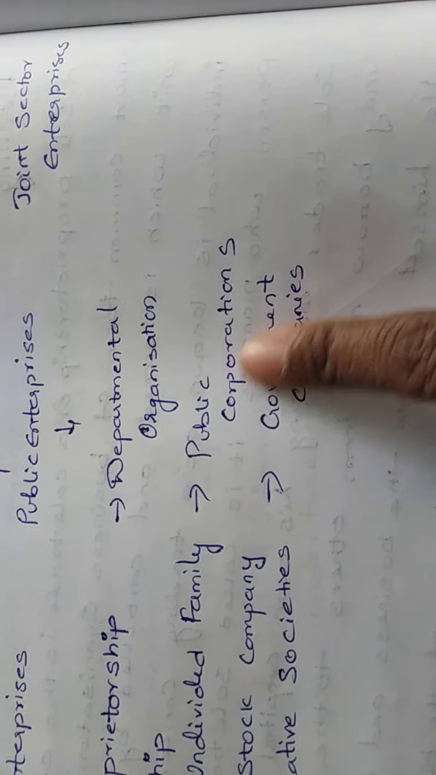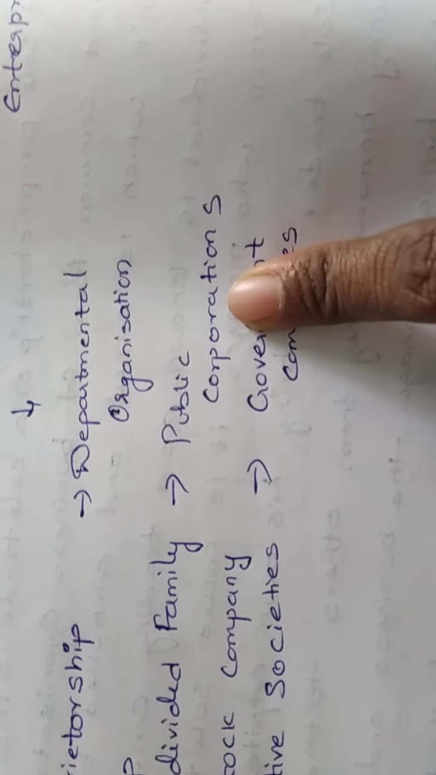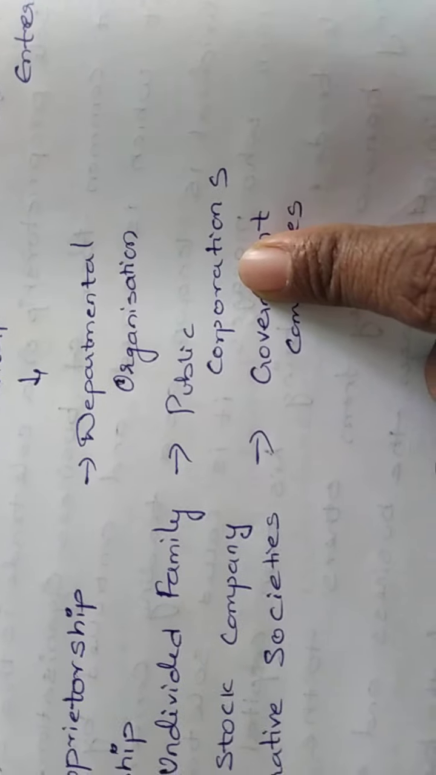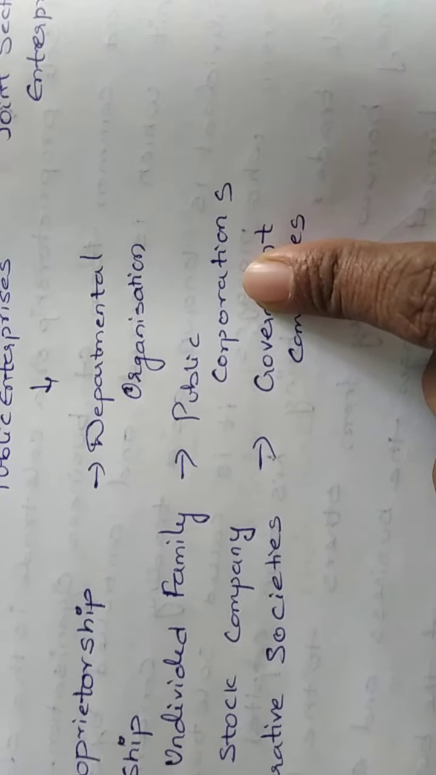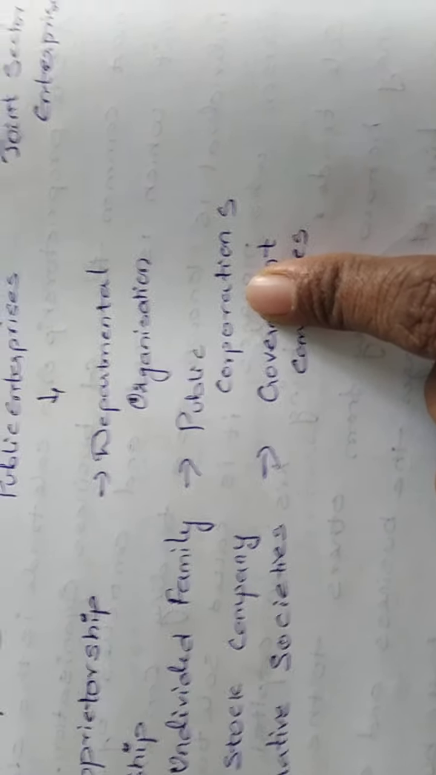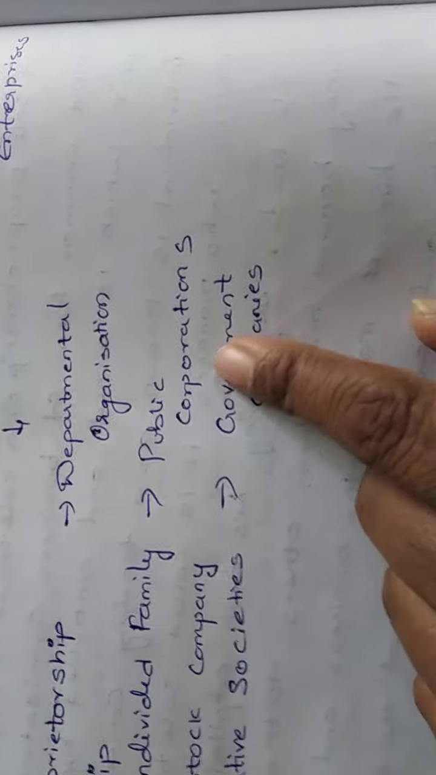Next, coming to the public corporations. In the case of public corporations, totally it will be in the hands of the central government, like RBI we can take. Industrial Finance Corporation: management and control, everything will be in the hands of the government. Those companies come under the public corporations.